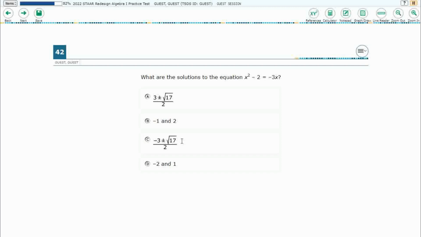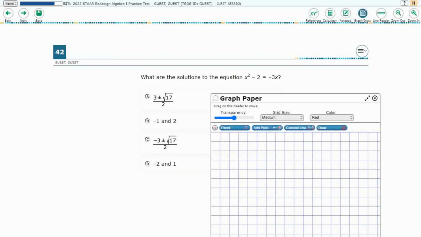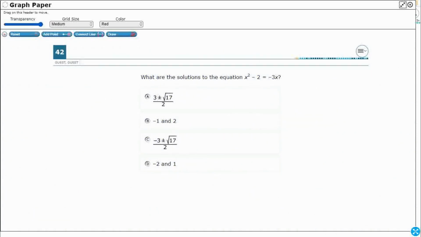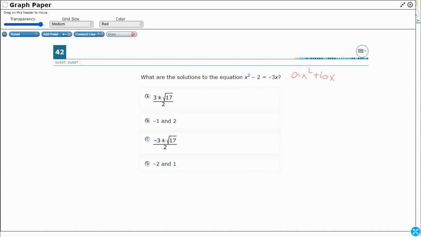So we're looking for the solutions to this quadratic equation. It looks a little bit strange simply because we have that 3x over on the right side. And so we need to make it look like standard form, right? So this is going to be ax squared plus bx plus c equals 0, which means I need this over here. So we're going to add 3x to both sides. And it's going to look like this, x squared plus 3x minus 2 equals 0. Okay, so now we're good.